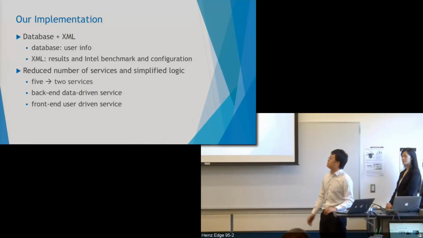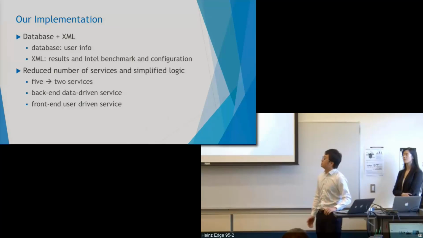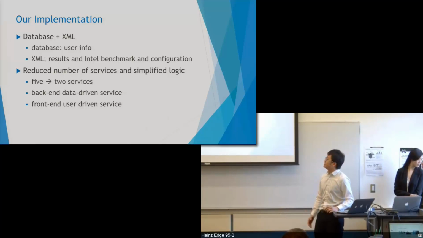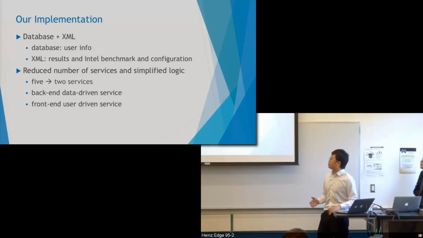One is now we are using database and XML for the front end and for the result storage. And the database is used by the front end to store the user information. And the XML is used to store the results and the Intel benchmark and configuration, and also the summary file of particular user. And also, we reduced the number of services, and we simplified the logic to make it more usable. And we reduced our file service into two services, which is backend data-driven service and front-end user-driven service.